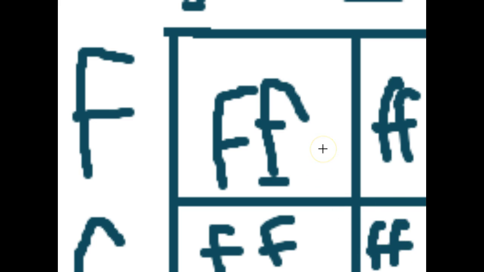We get a 50-50 ratio, where we end up with 50% of their children being freckled and 50% of the children having no freckles. And we could do that with phenotype or genotype.